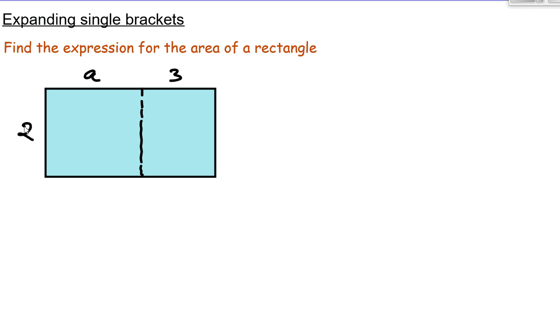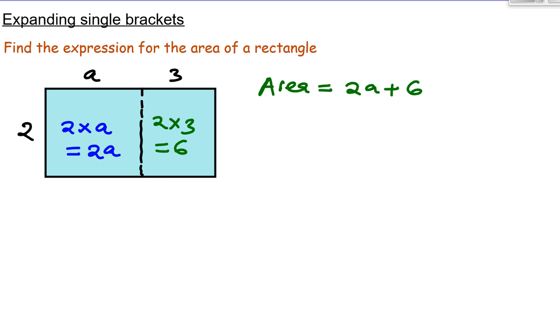For example, the area of this part will be 2 multiplied by A, which is 2A. The area of this part will be 2 multiplied by 3, which is 6. So our total area, so the area of the rectangle will be 2A plus 6. This is one way of working out the area of this rectangle.